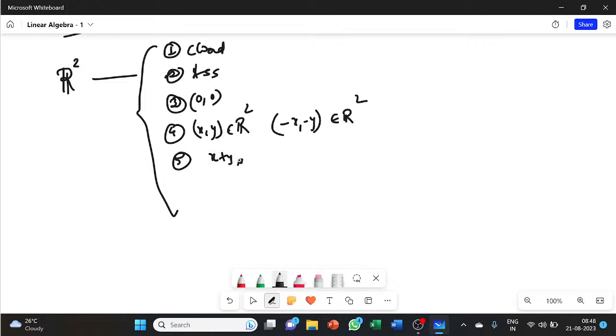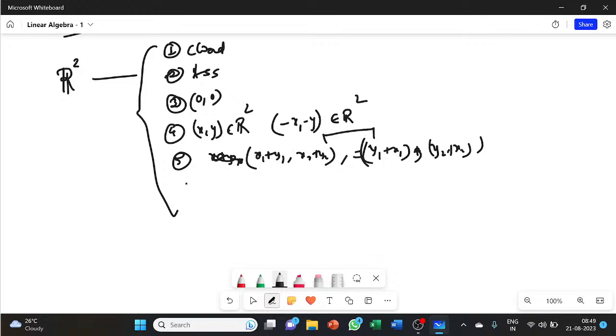Whether you write x1 plus y1 comma x2 plus y2, or you write y1 plus x1 comma y2 plus x2, they mean one and the same thing. That is, if I add two vectors (x1, x2) plus (y1, y2), or I add (y1, y2) plus (x1, x2), these are the same thing. So commutativity holds. Sixth, we know about scalar multiplication. If a vector v belongs to R squared, then alpha times v vector should also belong to R squared. Closure.